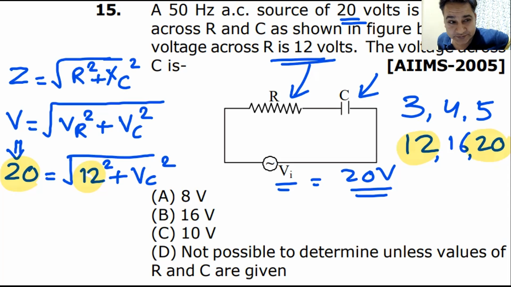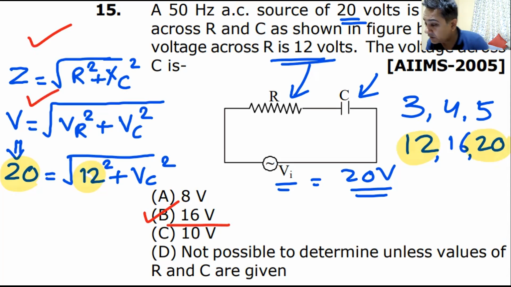Do we understand this? I hope we understand this. So the Pythagorean triplet gives 16 volts. So the answer is 16 volt. What you have to remember is whatever formula I made for Z, the same formula can be made for V. I hope all of us are understanding this. I'll give you a minute to note it down.